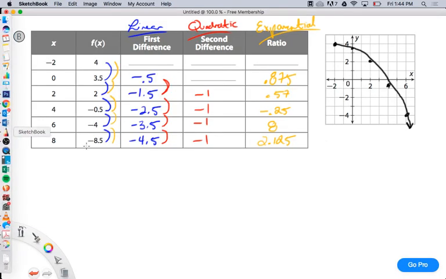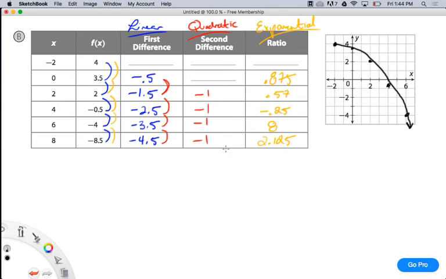Okay. Homework is page 504, numbers 1 through 8.